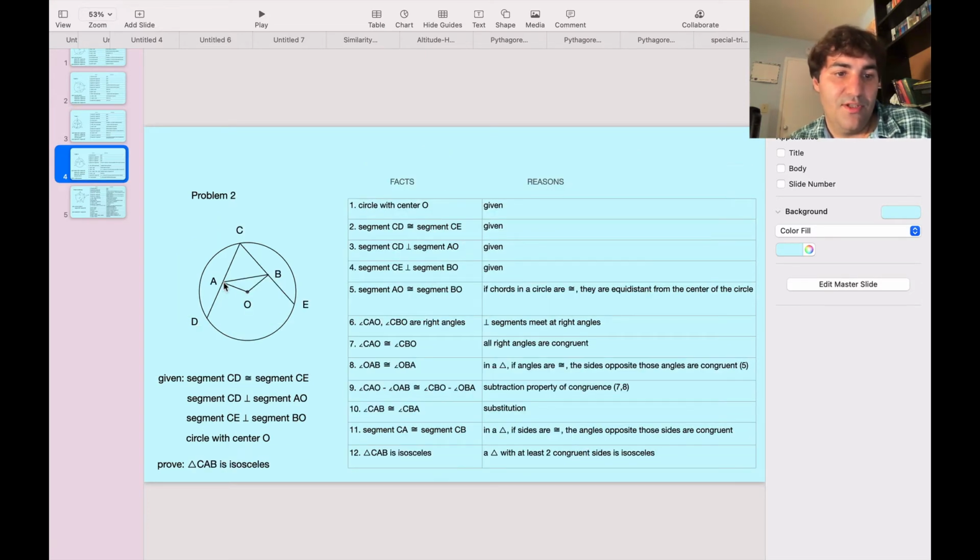Okay, so problem 2, we're given that segment CD is congruent to segment CE. Segment CD is perpendicular to segment AO, and segment CE is perpendicular to segment BO, and we're dealing with a circle of center O. Prove that triangle CAB is isosceles. So I write down what I know.